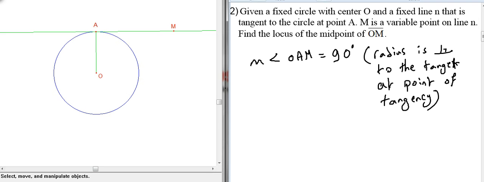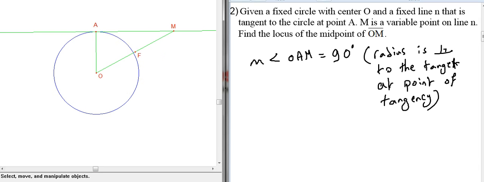That's nice. What else do we have? We have M, a variable point on N. It moves on the straight line, which is the tangent. M is variable. Find the locus of the midpoint of OM. Let me first join OM and put the midpoint. Let us label this point as F.